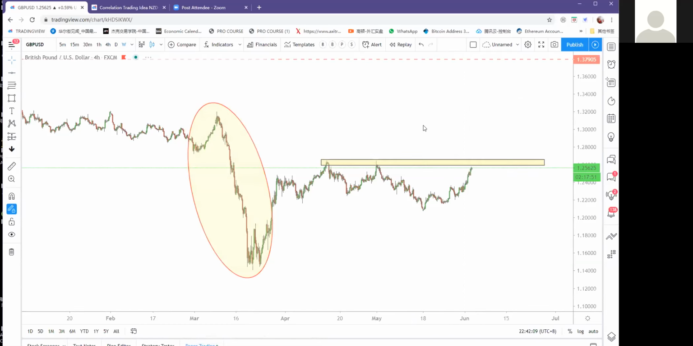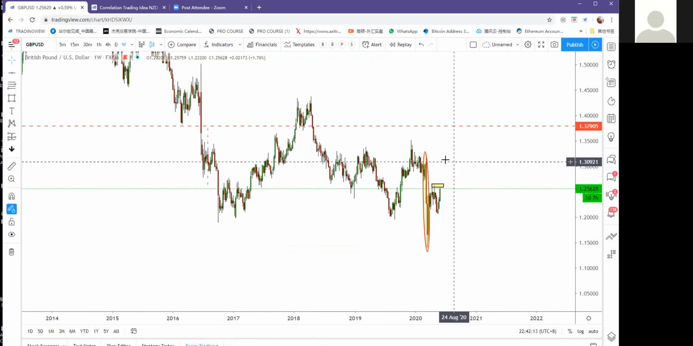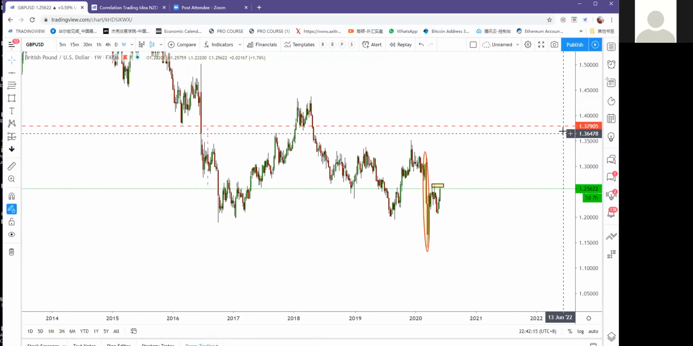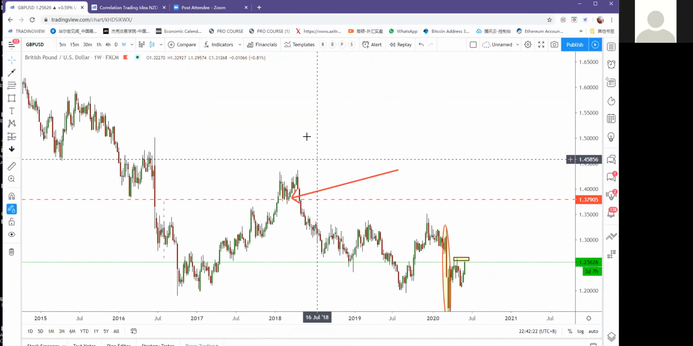Let's go to the weekly chart. You look back, and this is something really, really interesting. You look left. What is this level? Boom. What do we have here?